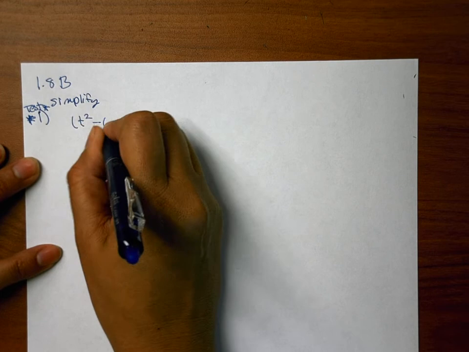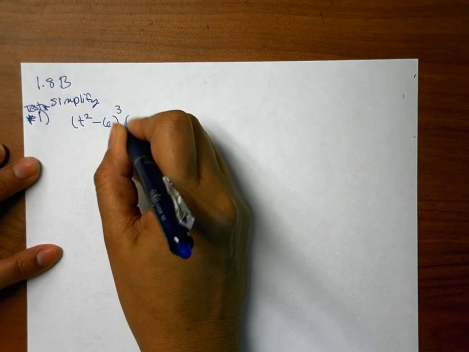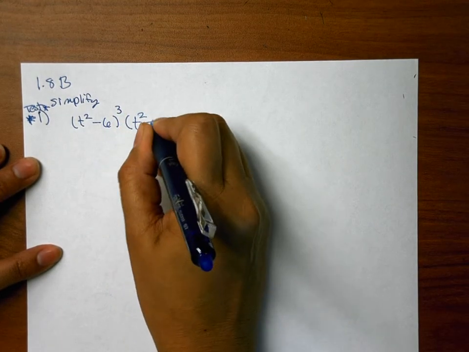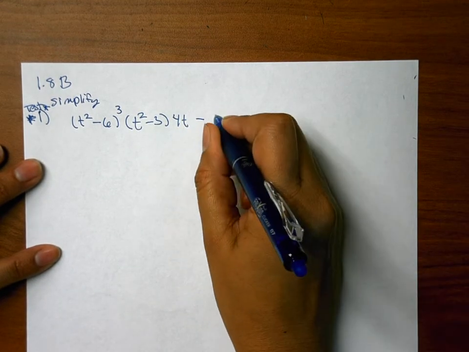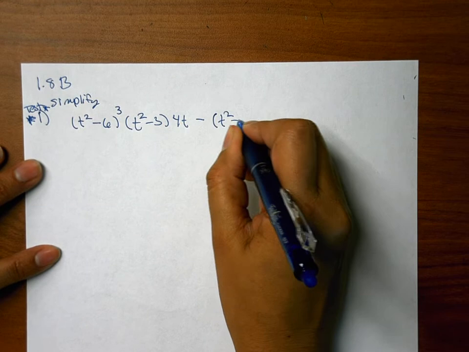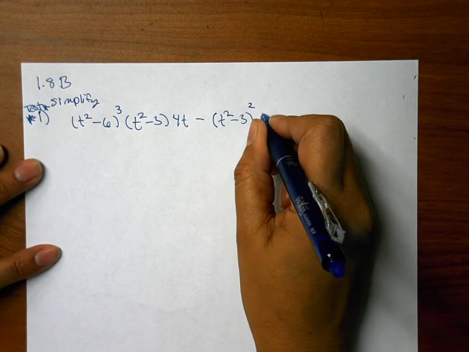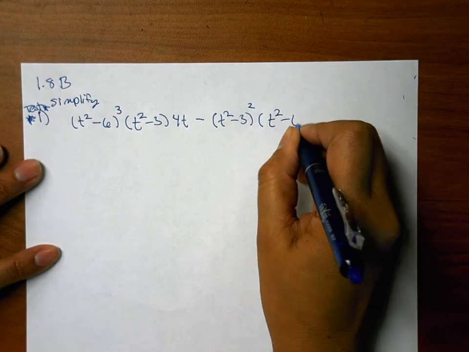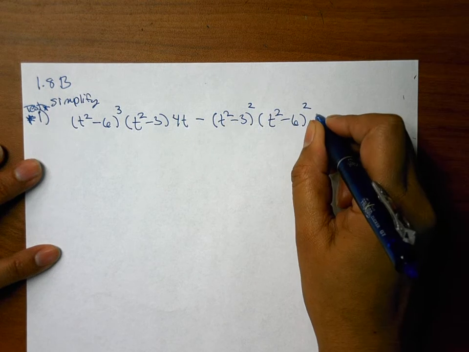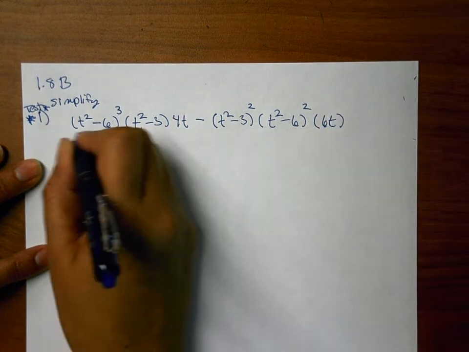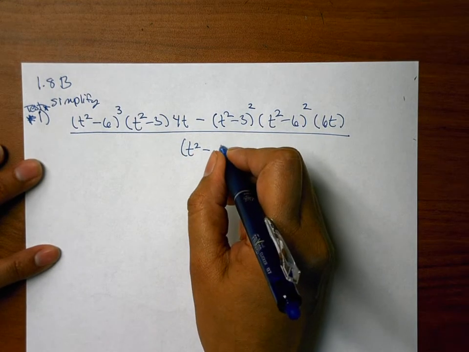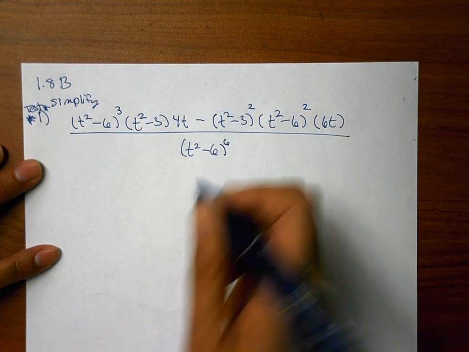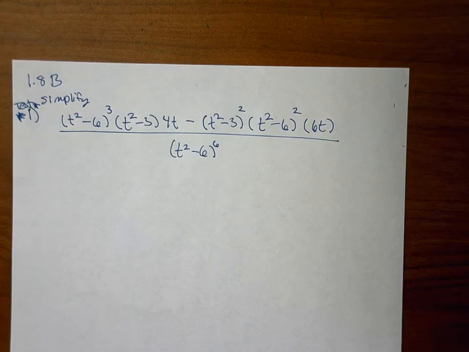Parentheses, t squared minus 6, close parentheses, raised to the third, parentheses, t squared minus 3, close parentheses, 4t minus, parentheses, t squared minus 3, close parentheses, squared, parentheses, t squared minus 6, close parentheses, squared, parentheses, 6t, all over, parentheses, t squared minus 6 raised to the 6th power.